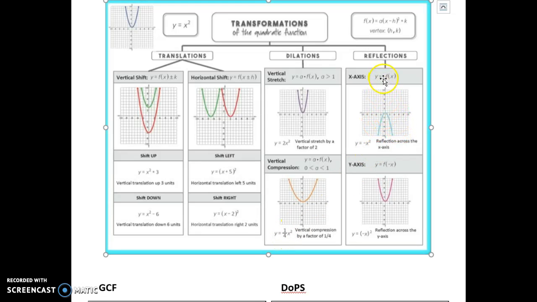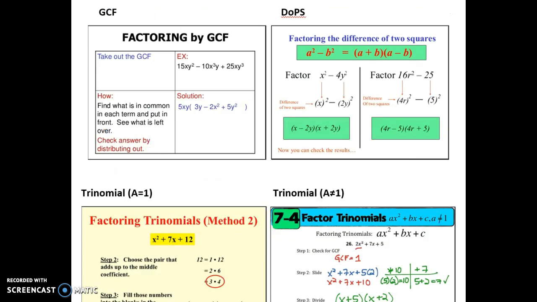If you reflect this, you have a negative in front. The coefficient of a negative means that it goes underneath the axis. The second part of quadratic review deals with factoring. What I learned is you guys are really, really good at factoring, but let's go ahead and review these steps anyways. Again, if you have to pause the video to get all of the notes, please do that.